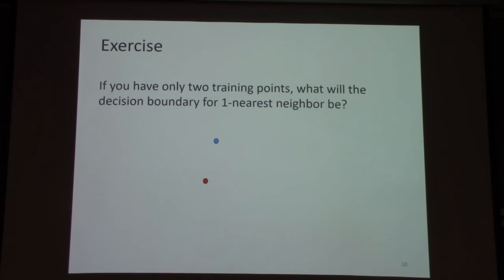So, question for you guys. I have 2 points. What's the decision boundary of the one nearest neighbor?